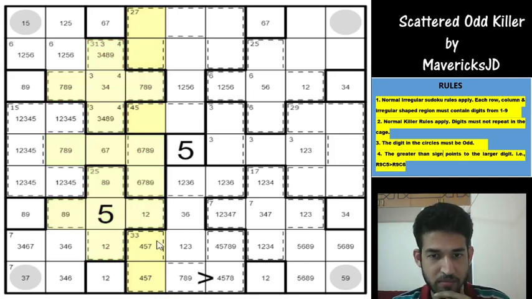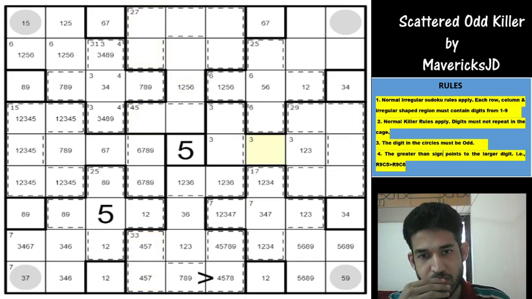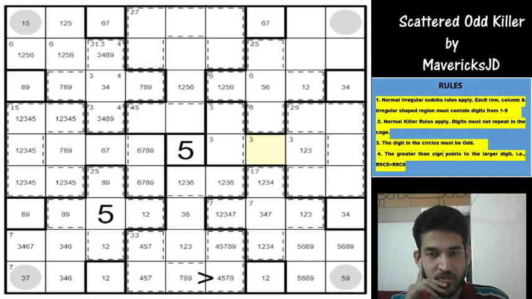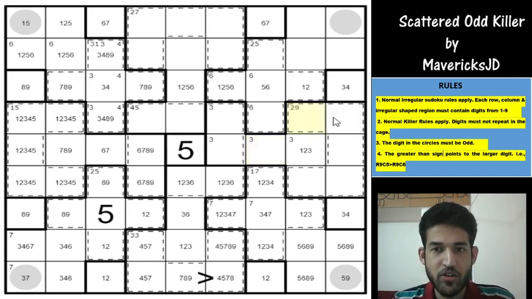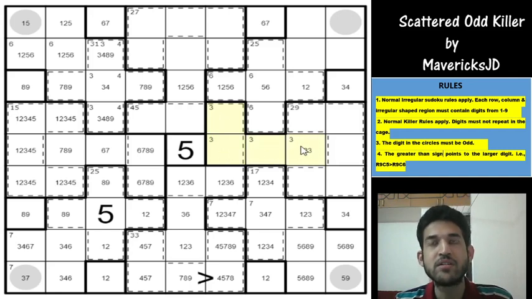So okay. I'll remove the highlighting from here. Okay. So if I look at this 29 cage, the 4 cells sum up to 16, the remaining 4 cells, of which 3 is a part, right?